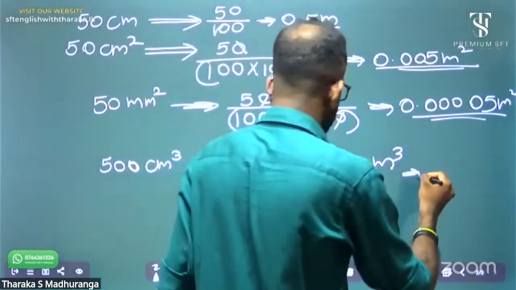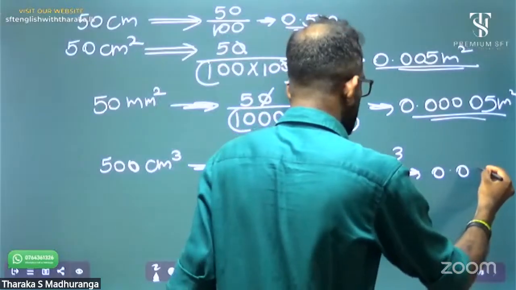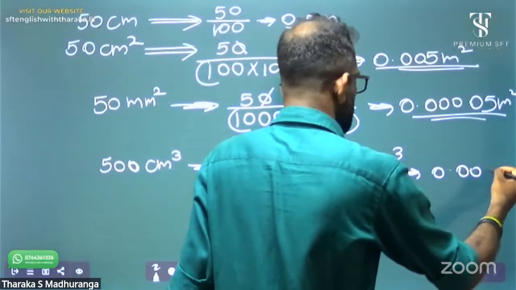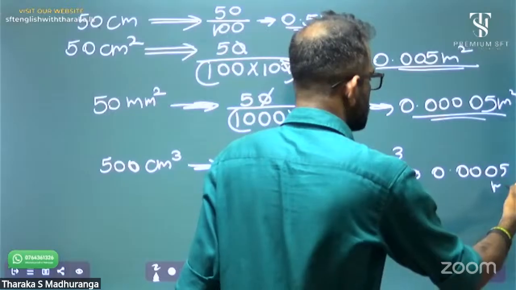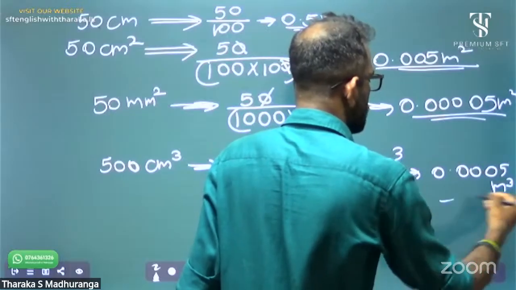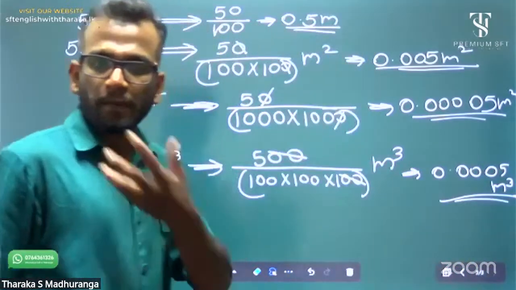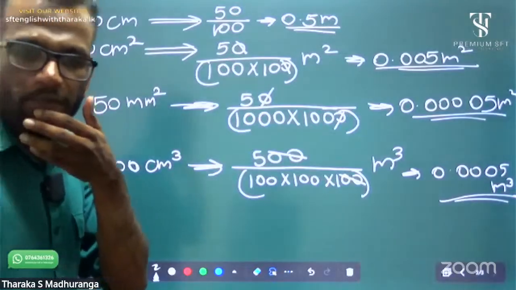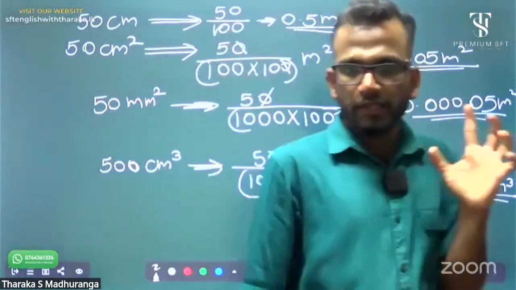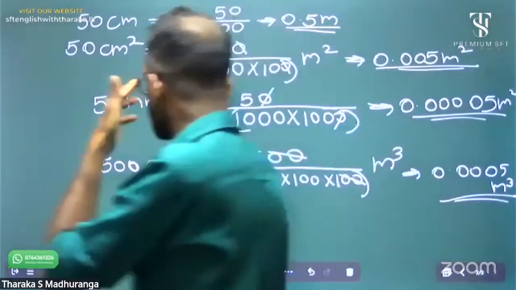It is 0.0005 cubic meter. Did you get the concept of this conversion? Okay, then this is the final one.